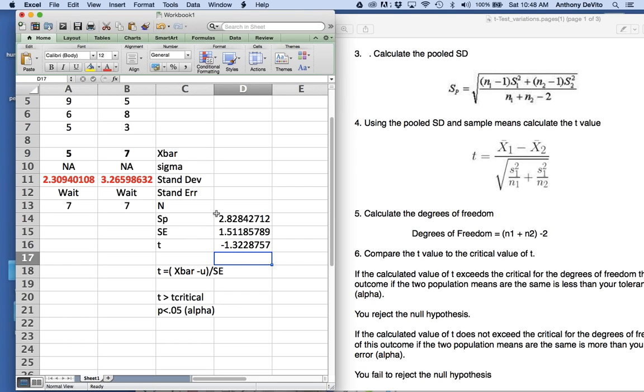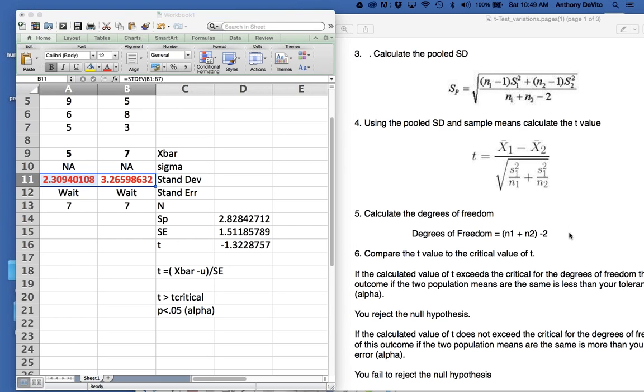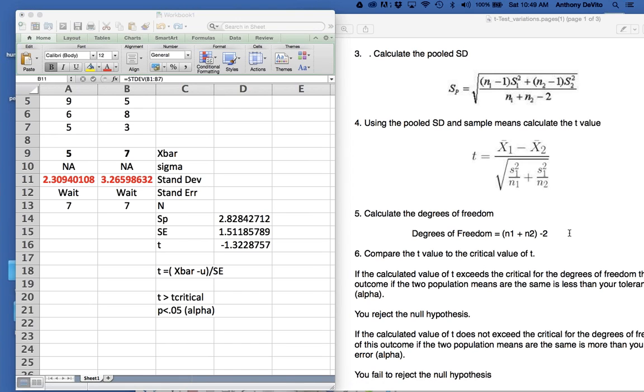Okay, are you guys comfortable with that so far? When we pooled the standard deviations, our justification for pooling was that the two standard deviations for this test are not such that one is double the other. We need to calculate the t sample, and then we compare.